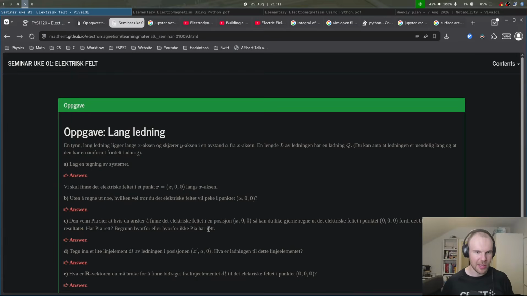Okay, 10, the last task here. It's a long thin wire. It is parallel to the x-axis, and it cuts the y-axis a distance a from the x-axis. It has a length L, we don't know how, but we just state it. It has a charge Q. You can assume that the wire is infinitely long. Yeah, it has a length L, but it's infinitely long.